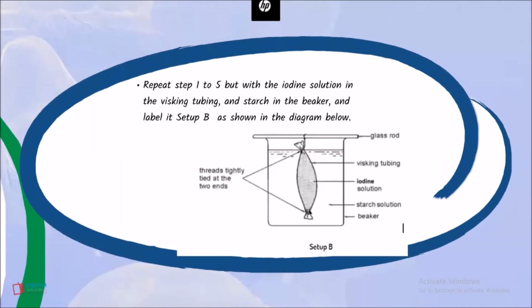In step 4, you will be required to repeat steps 1 to 5, but with the iodine solution in the whisking tubing. Remember, in the first setup we were using the starch solution in the whisking tubing, but in setup B, we will have the iodine solution in the whisking tubing, and the starch will be in the beaker. You will label this as setup B as shown in the diagram below.